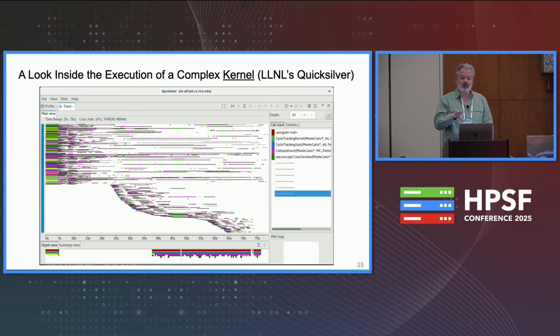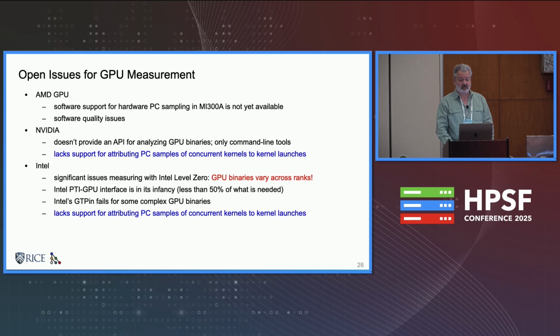So we are also working on some things to look at the performance inside complex kernels. This is from the Quicksilver kernel at Livermore, a trace inside the kernel collected with binary instrumentation. What you can see is there's massive load imbalance, and all of the white is idleness. So, in fact, there's a lot of idleness inside the execution of this kernel across the system.